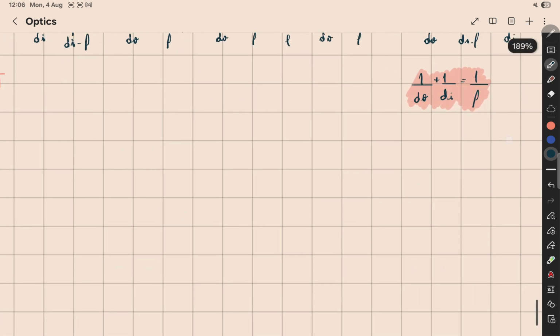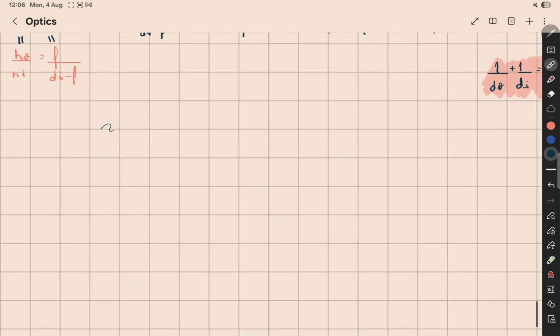So what's the sign convention? The sign convention for the focal length is that if the focus is at the same side as the light rays, then it's positive. So if it's a concave mirror, the focus is here, and it's the same side as the light rays. So it's the same side. So in this case here, the focus will be treated with a positive sign.